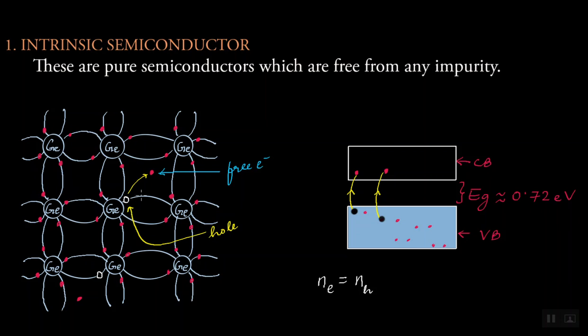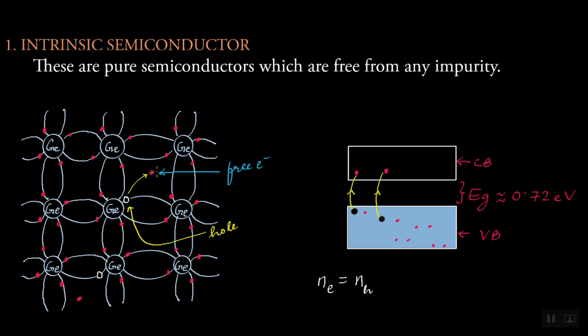And you cannot control how many electrons will be produced just by applying heat. You cannot control that, right? So it's difficult to control the number of charge carriers in a pure semiconductor. And for this reason, the pure or intrinsic semiconductor is not so much of use. It is not so useful in electronics.